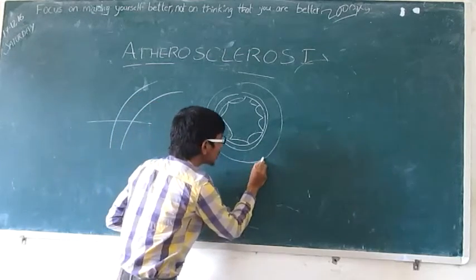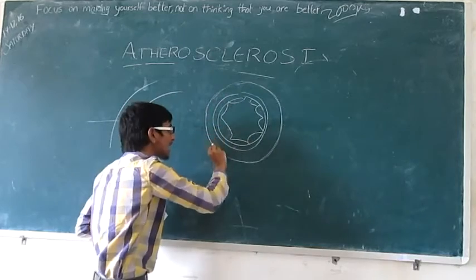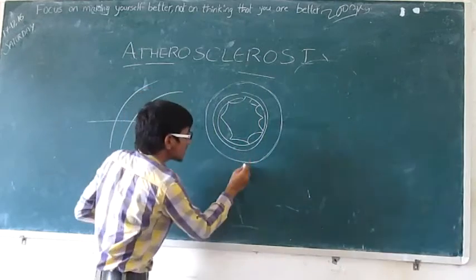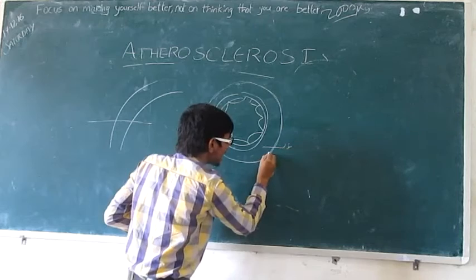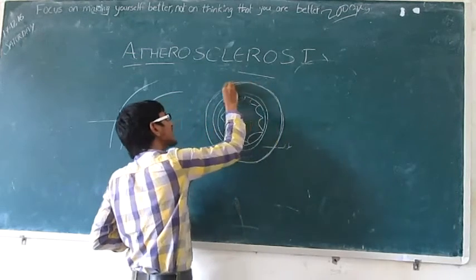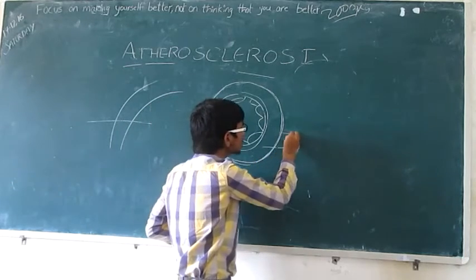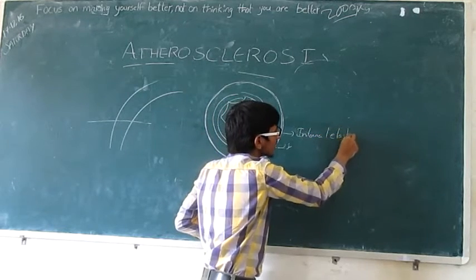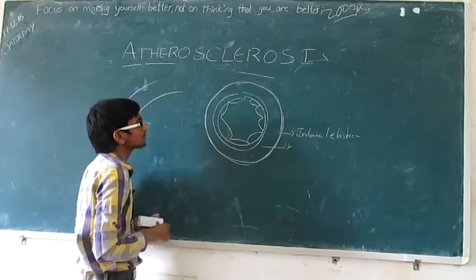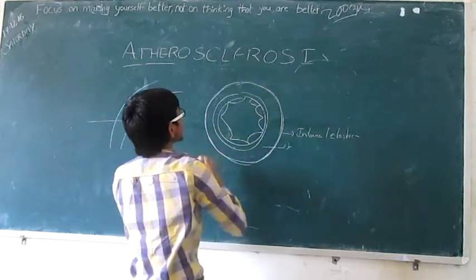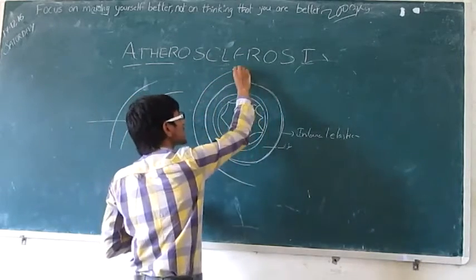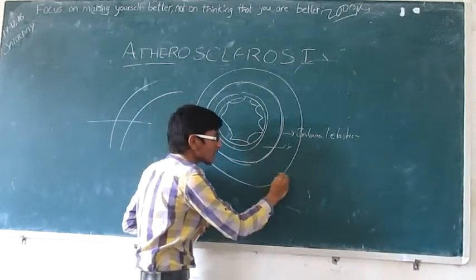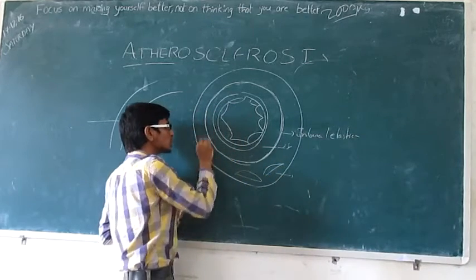And at the end of this subendothelial space, we have an elastic connective tissue. What is its name? See, this is all your subendothelial space, and at the end of it we have a ring of elastic connective tissue. This ring is called the internal elastic lamina. And next to this internal elastic lamina, we have a muscular layer. What is this muscular layer called? Tunica media, which is composed of smooth muscle cells.